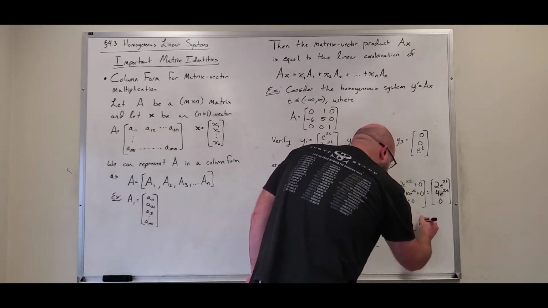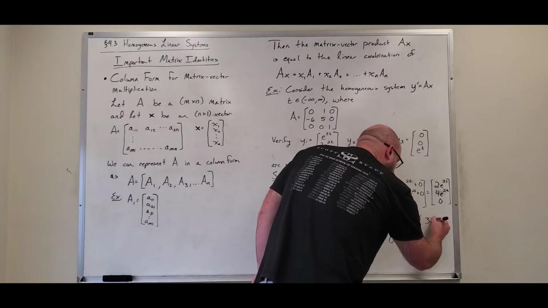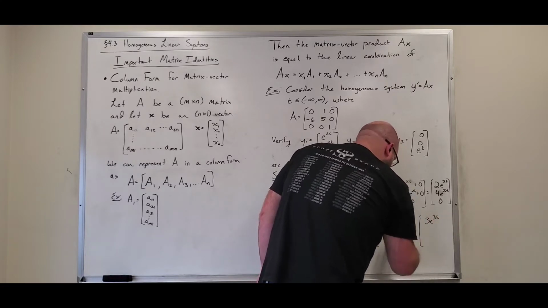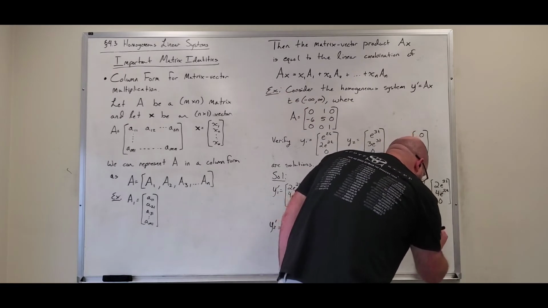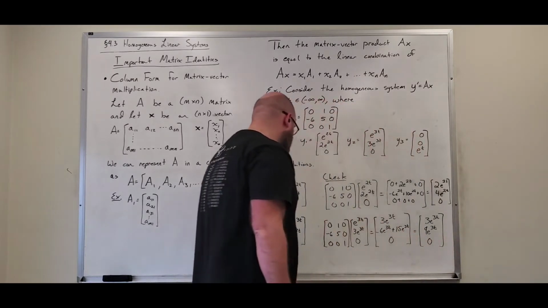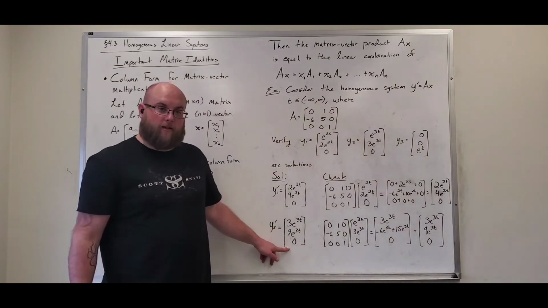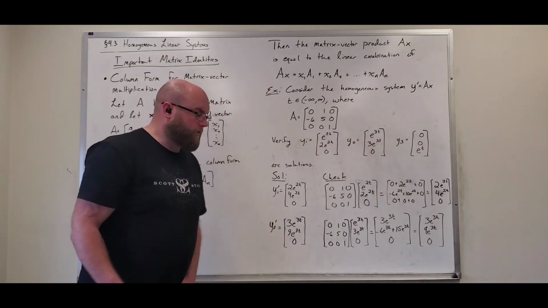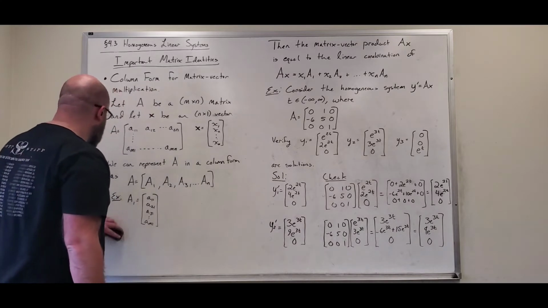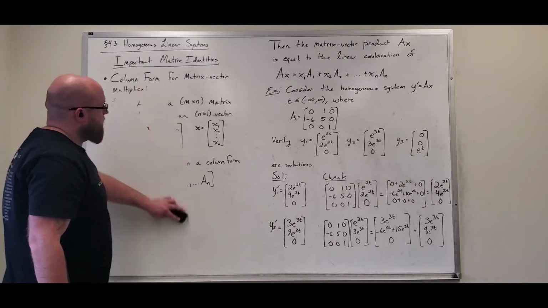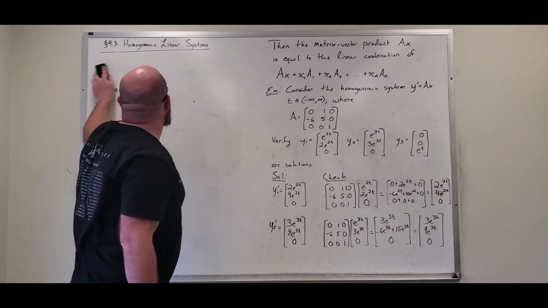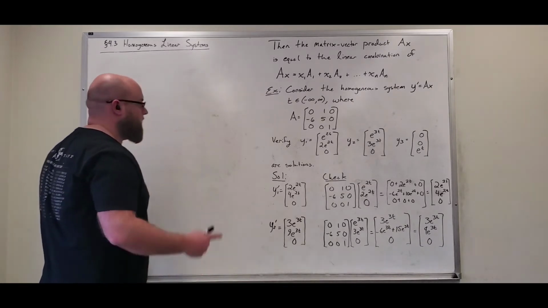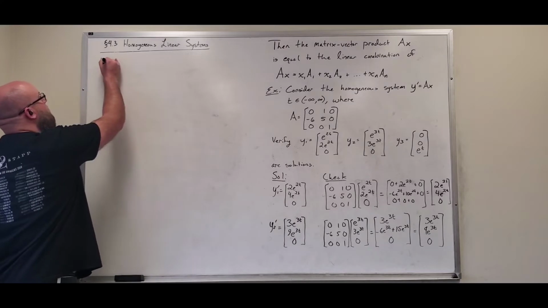So combining like terms, we get 3e to the 3t. Negative 6 plus 15, that's going to be positive 9e to the 3t, and 0. Looking back at our derivative, yes, that's exactly what we wanted. So these two are solutions. All right. Moving on. We're almost there. So now we need to check the third one.